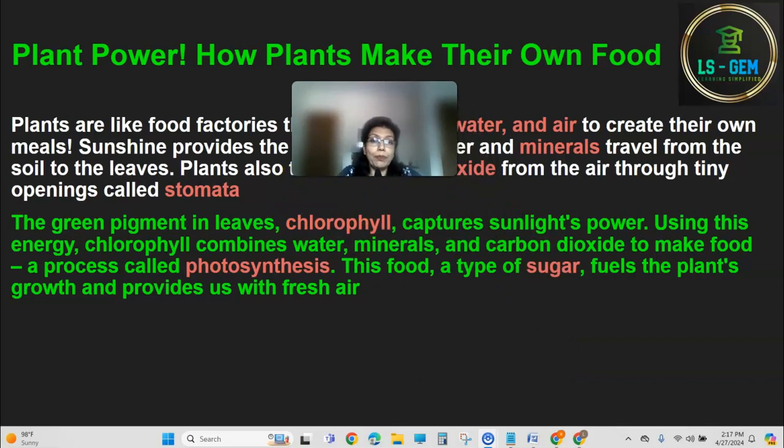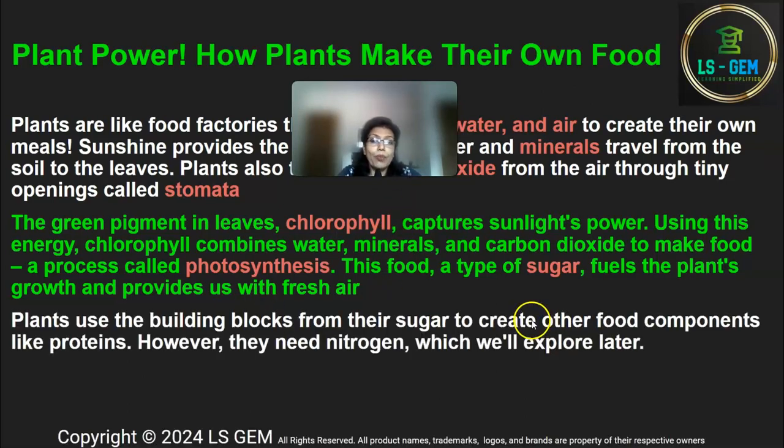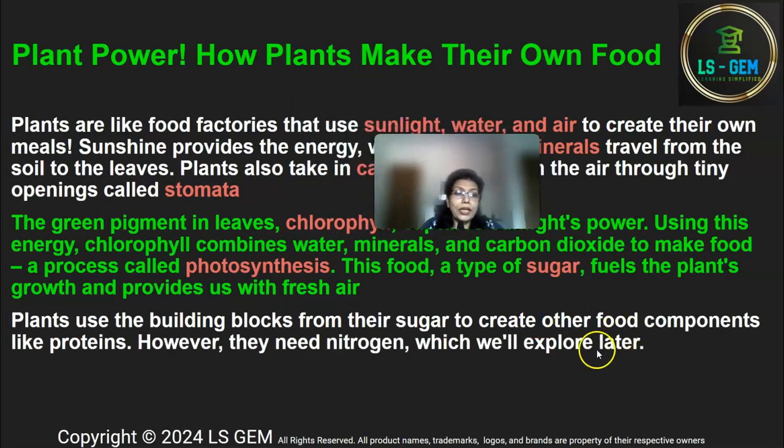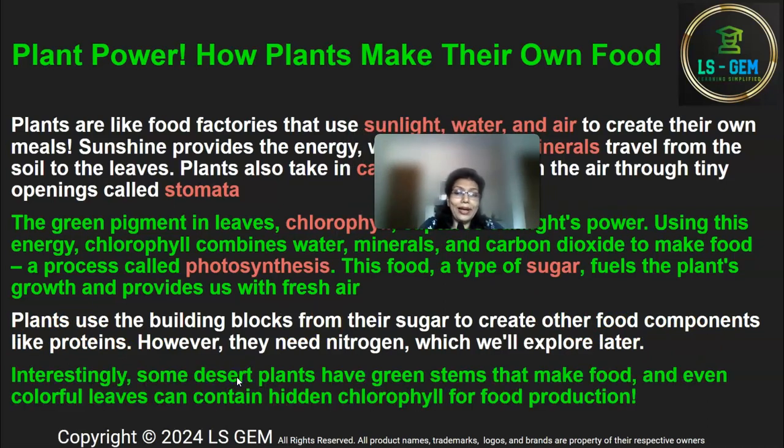This food, a type of sugar, fuels the plant's growth and provides us with fresh air. Plants use building blocks from their sugar to create other food components like protein. However, they need nitrogen, which we will explore later. Interestingly, some desert plants have green stems that make food, and even colorful leaves can contain hidden chlorophyll for food production.